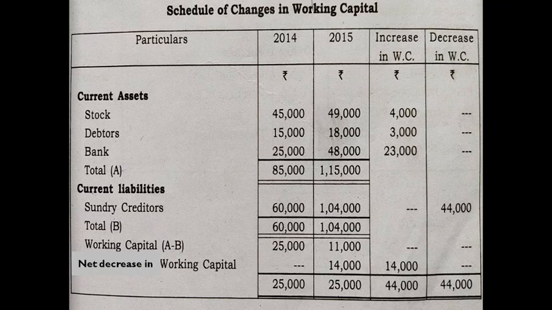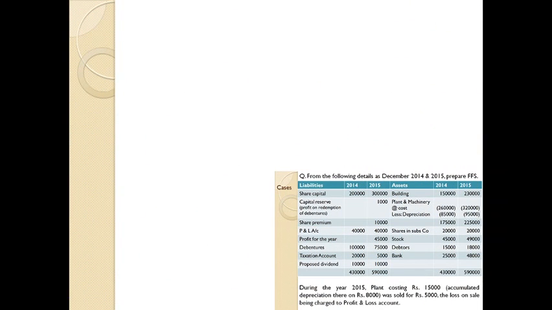Once you have prepared the schedule of changes, next you need to find fund from operation. But before finding or preparing fund from operation, you need to prepare some non-current accounts. So this was the question. Let us deal with the preparation of non-current accounts. Before that, first of all, let us begin with plant and machinery, because here in the additional information it was said that plant costing 15,000 was sold for 5,000. So let us prepare the plant and machinery account.